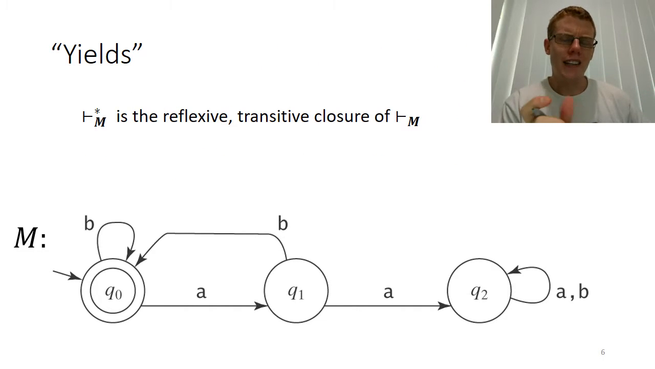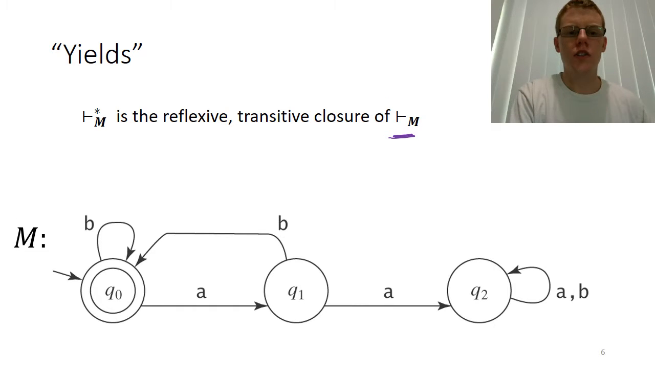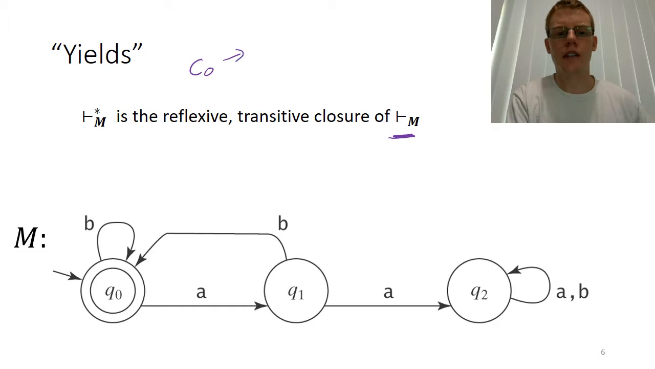Now that we have that yields in one step relation, which we've defined here, we can consider what it means to yield in two steps. So we follow that two steps. We'll have one configuration, which I might call C0, and we can say that it yields in one step C1. So we can move with one step in the machine to get to C1.